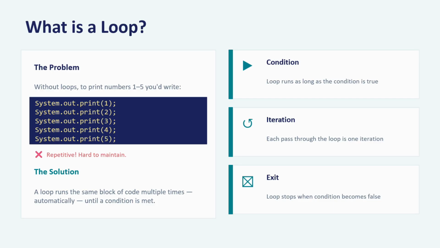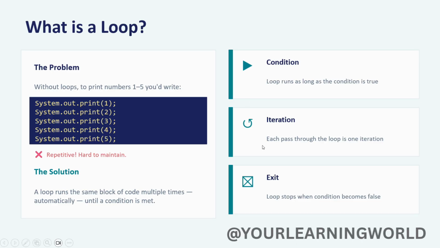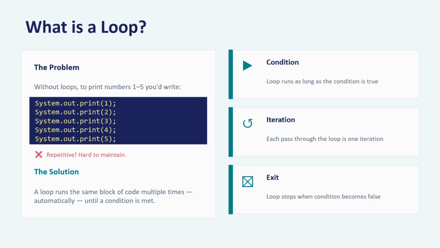A loop. A loop runs the same block of code multiple times automatically until a condition is met. When the condition is true, the loop runs, and the code is executed on each iteration. The exit is when the condition is false.